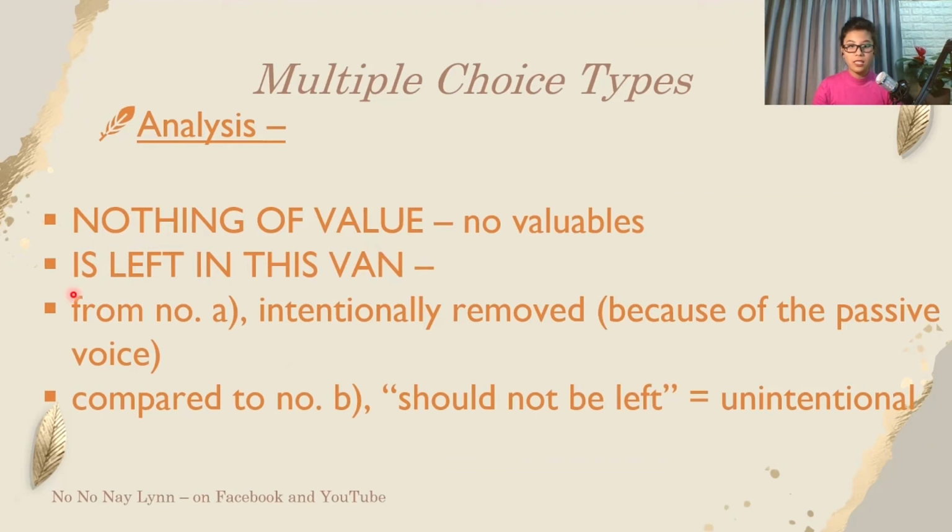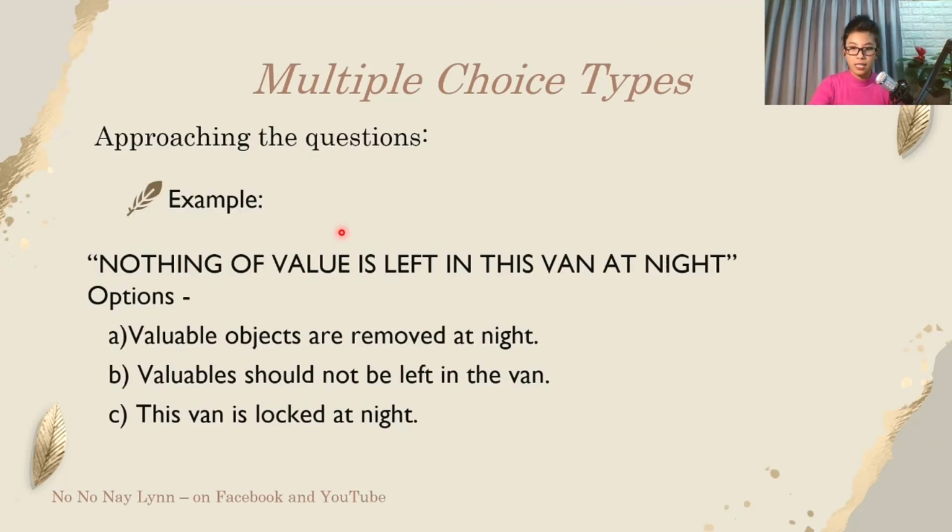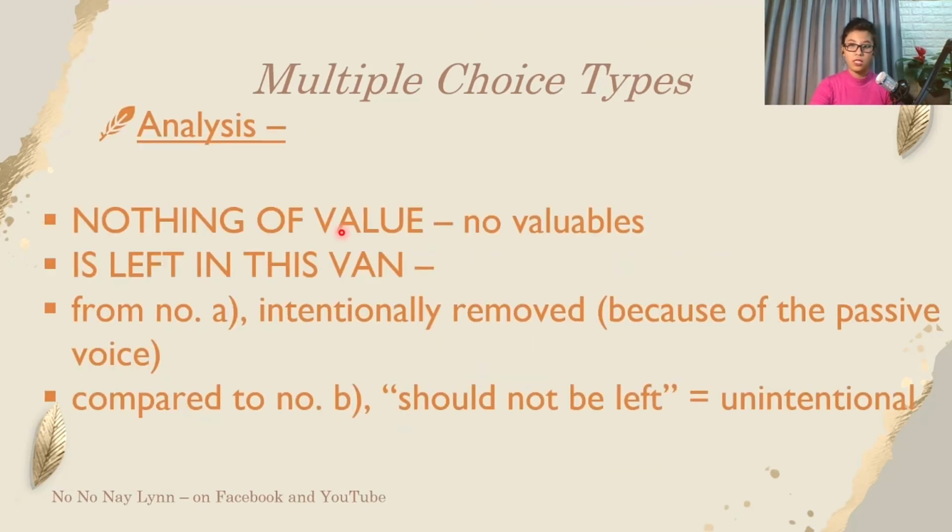So this is the scenario. Valuables should not be left in the van, because this is the instruction. So at night, we already understand it's at night. So nothing of value means no valuables, just like what we've talked about. We shouldn't have anything that's valuable left in the van.